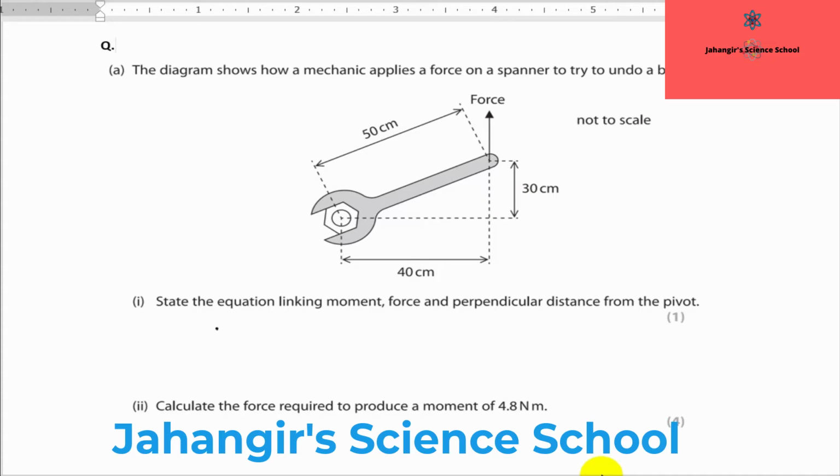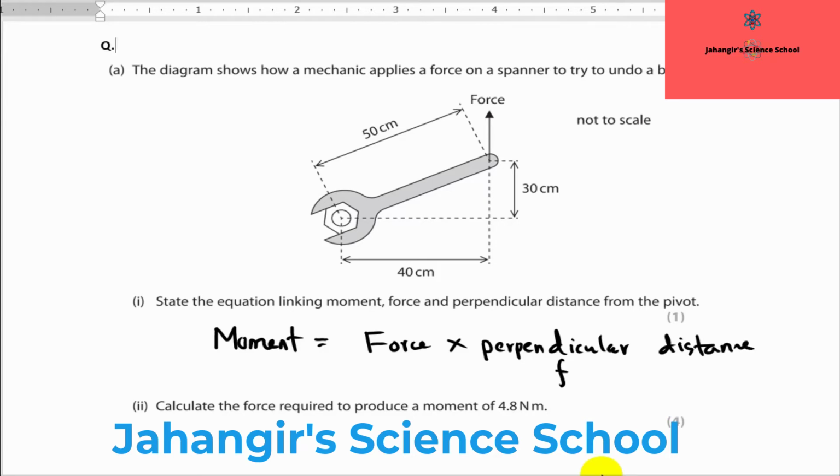Here we know moment equals force into perpendicular distance from the pivot. So remember, moment equals force into perpendicular distance from the line of action of the force to the pivot.